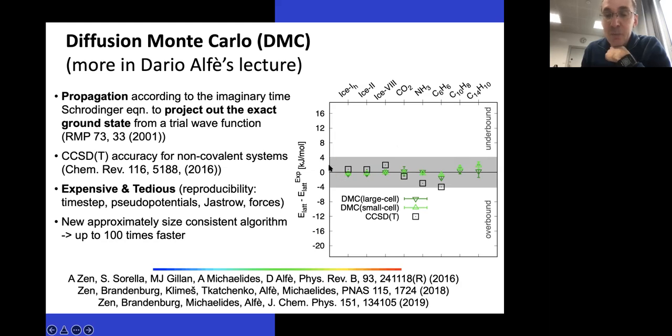And what we plot here in gray is the error bar on the experiments. And the best quality DMC data here is the dark green triangles. And what we can see is across the board, DMC delivers very high accuracy within the experimental error bars. And what we've plotted here also are these squares, and these come from coupled cluster calculations.